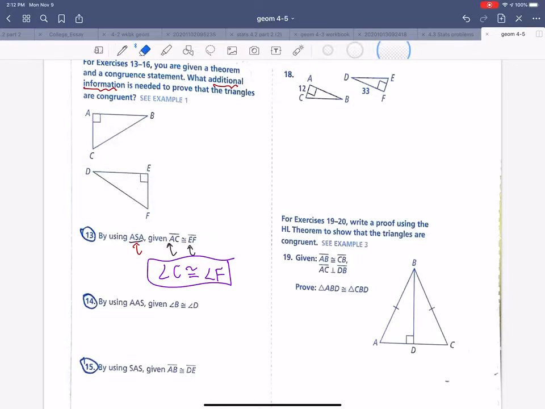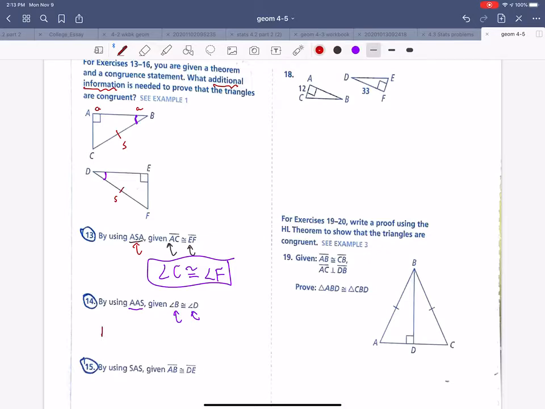Okay, so kind of starting over with my evidence. If I want to spell angle, angle, side, and I'm given that angle B is congruent to angle D, then I want angle, angle, side. Now this would be more than one. I could actually do angle, angle, side, right? That's the hypotenuse, but angle, angle, side.